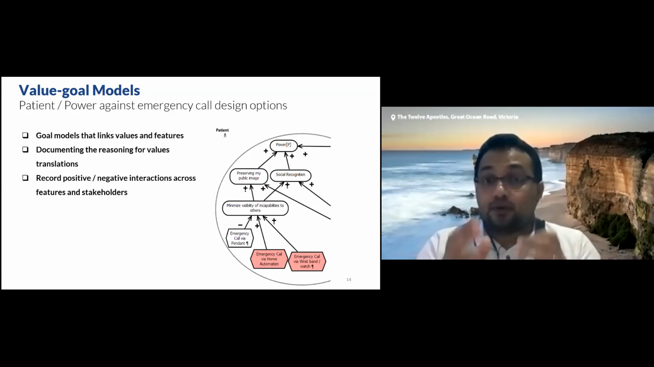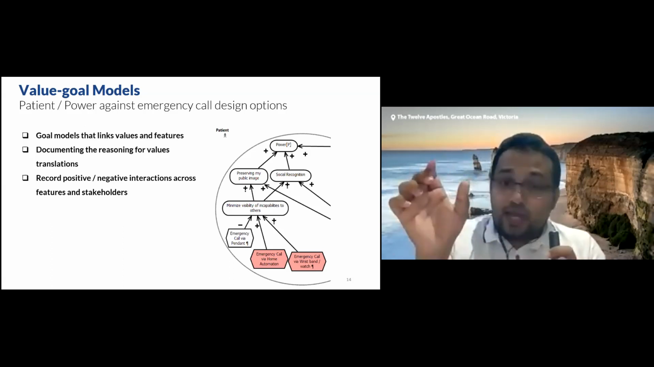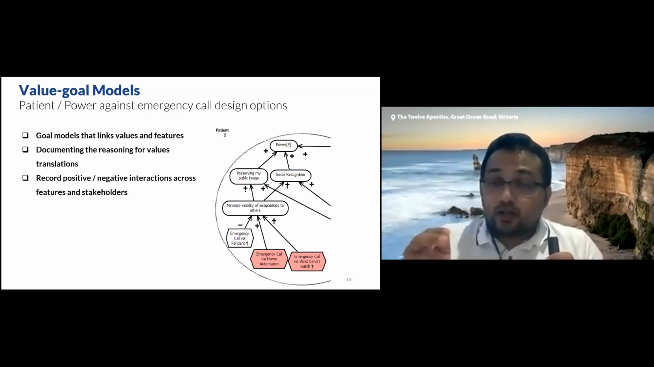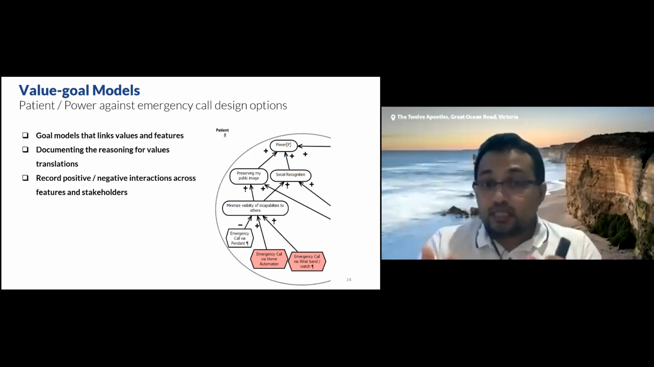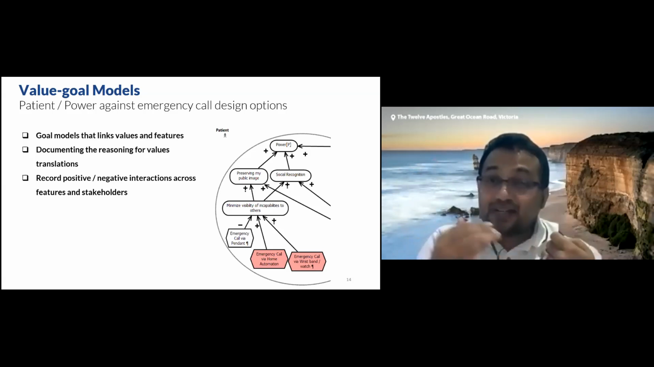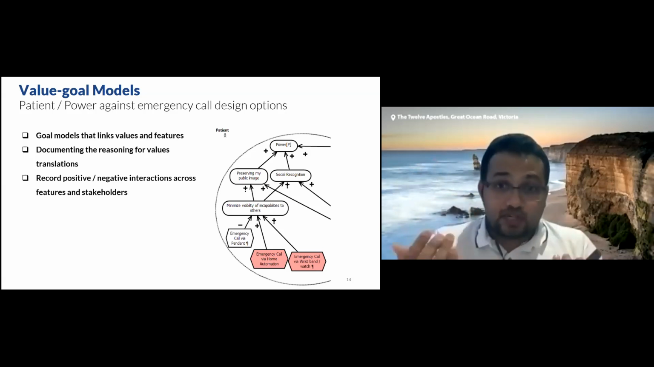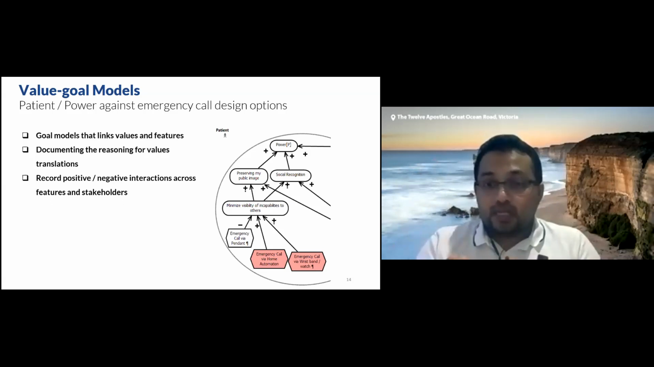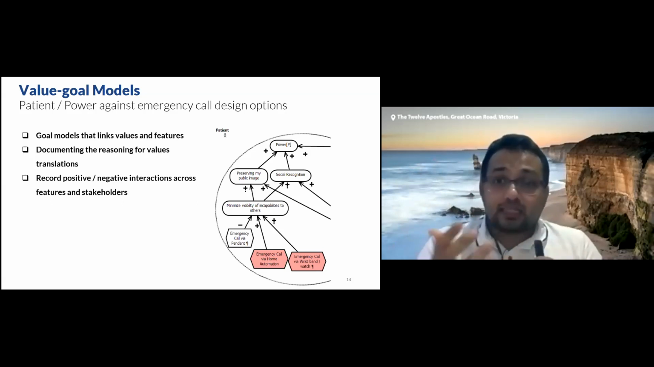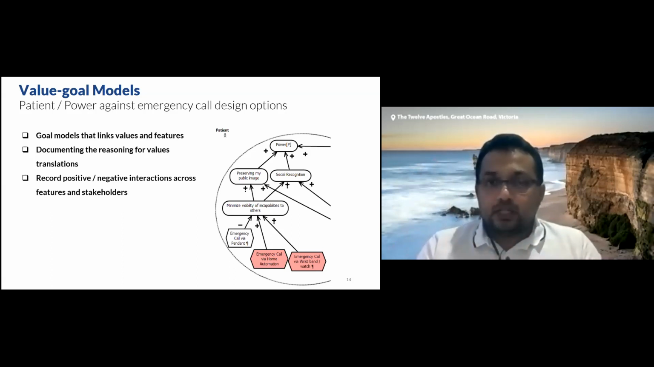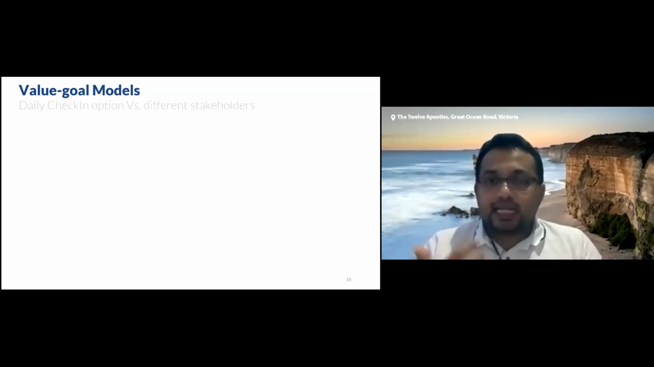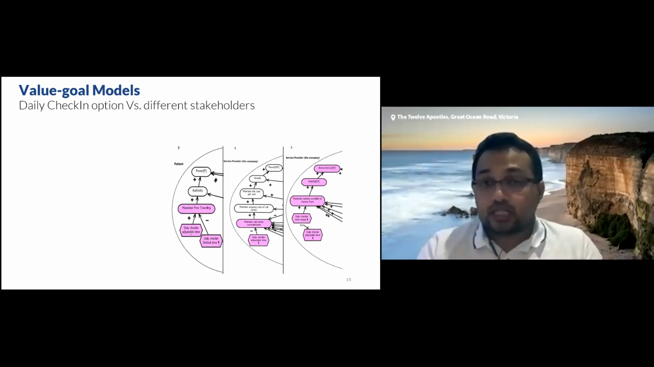You can see here for the patient, for the power value, the design options or choices we identified, like emergency call via pendant, negatively affect the power of the patient. But the home automation as well as the wristband positively affect this value. So likewise, we design these value goal models for each level. This is one of the other 3 value goal models.